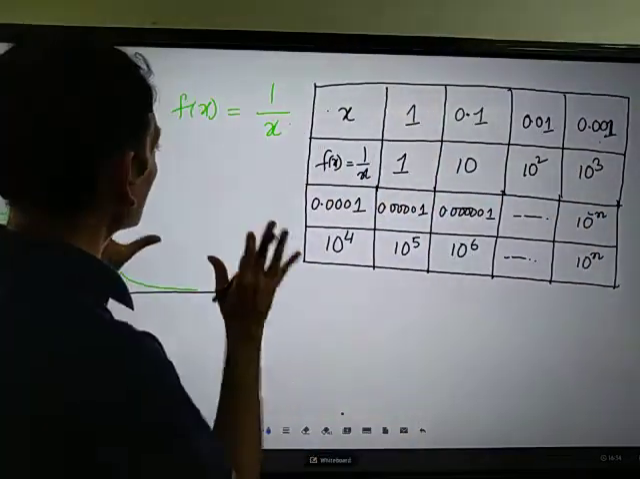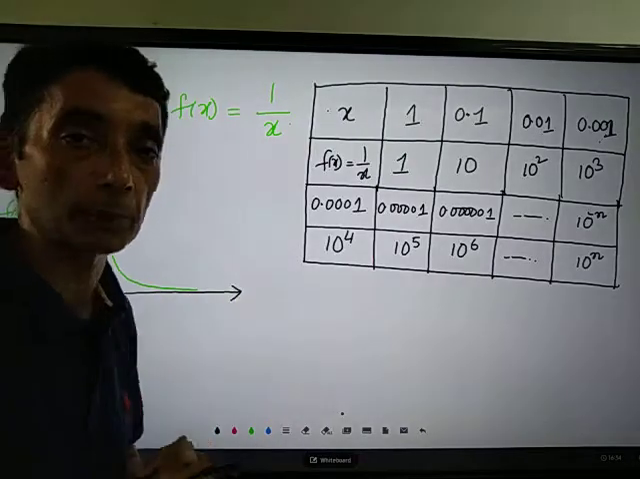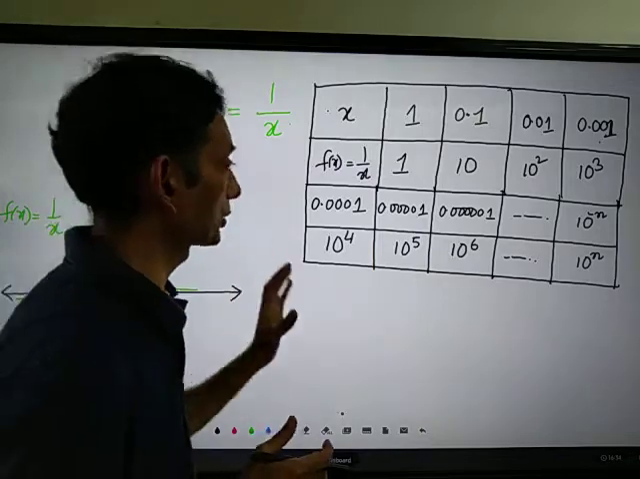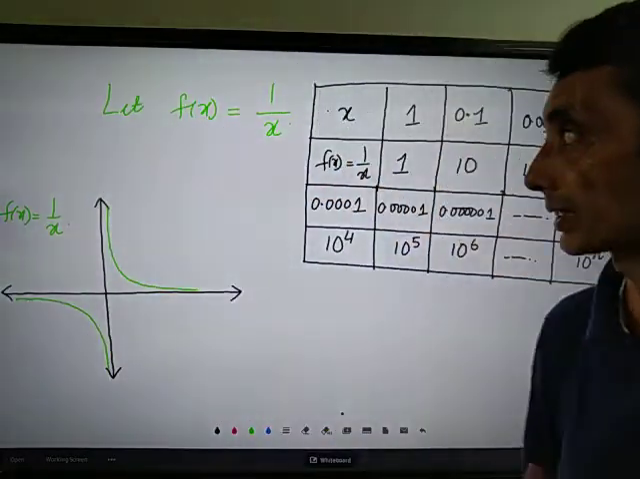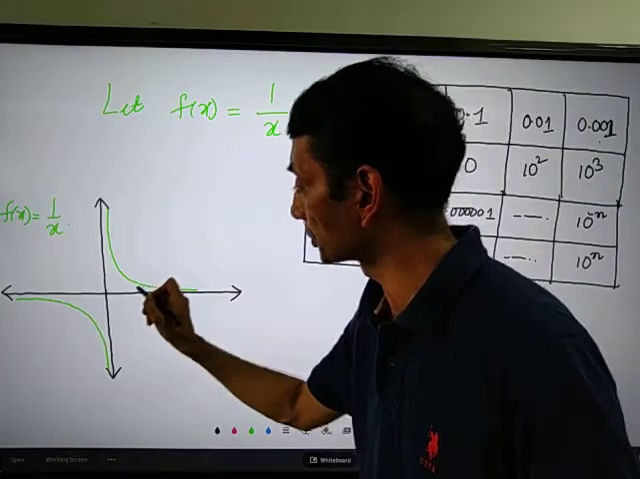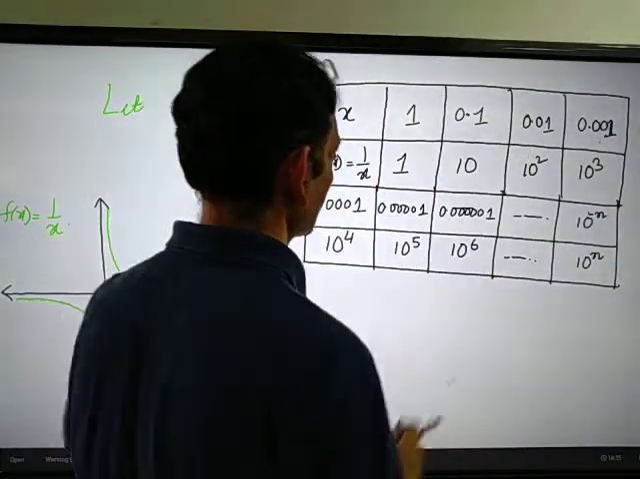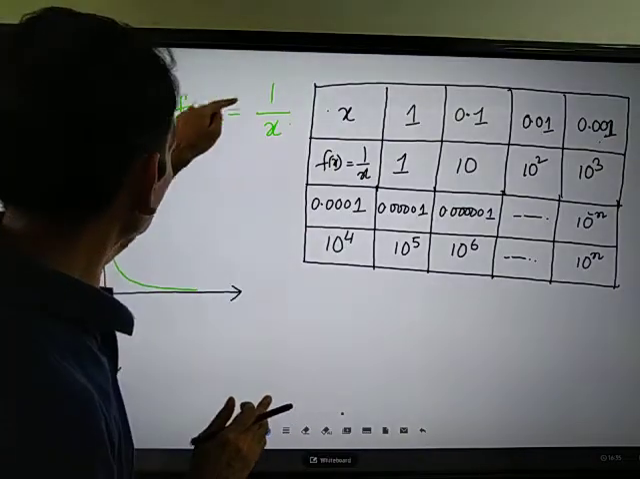So basically, to discuss this one only, the previous example we discussed. Let us see what will be the limit of this function, that is f(x) equal to 1 by x, when x approaches 0. First of all, try to understand this table, this f(x) equal to 1 by x.